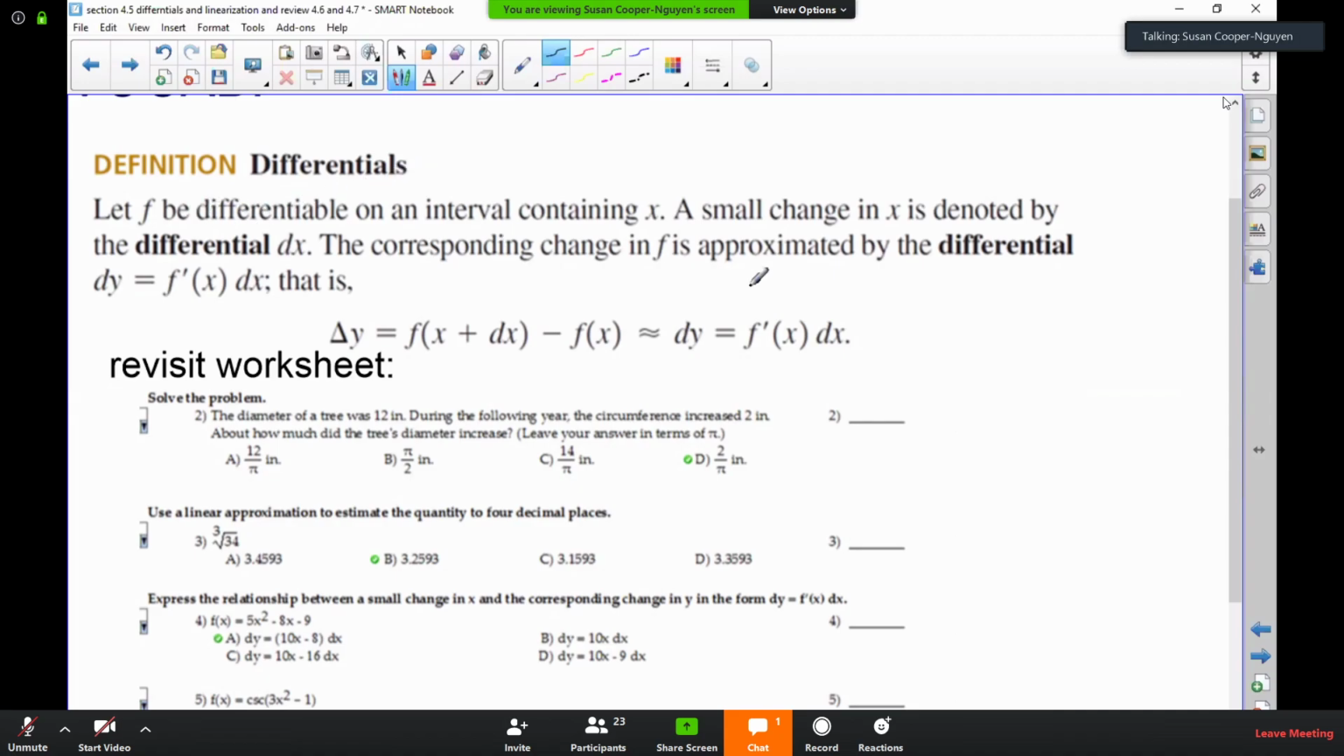So I'm just going to read this for starters. It says, let f be differentiable on an interval containing x. A small change in x is denoted dx, and the corresponding change in f is approximated by the differential dy equals f prime dx. That could be a lot to digest, but I'm going to circle the important part. Delta y, which also means dy, is the derivative of the particular function times dx.